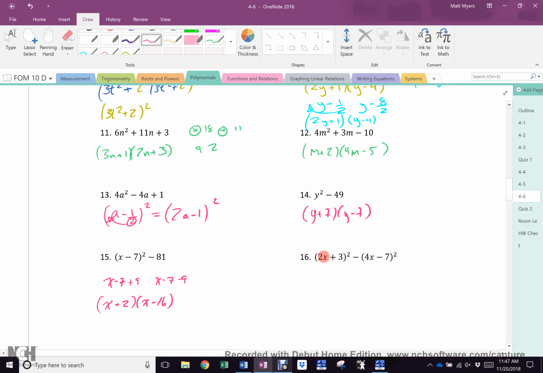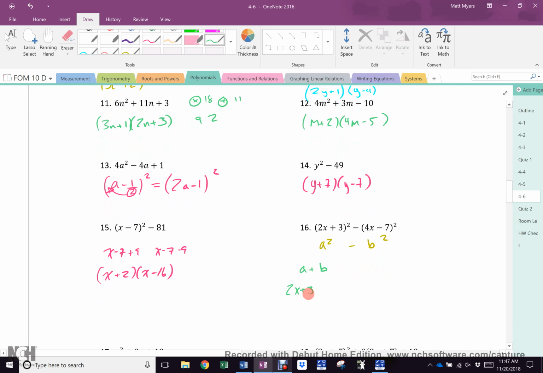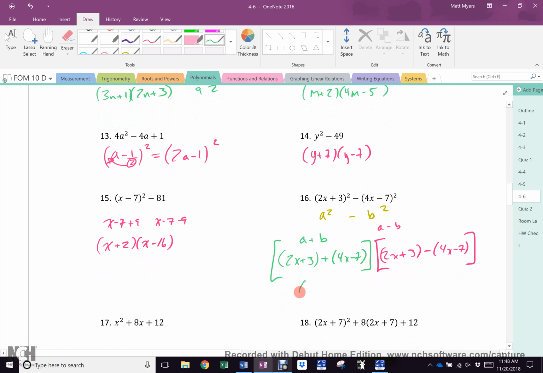Now this one, again, it looks ugly, but if you do yourself this favor, a squared minus b squared, then it's really, really easy because a plus b, which is 2x plus 3 plus 4x minus 7, and then 2x plus 3, because this side is going to be a minus b, minus 4x minus 7, and then you just collect all your like terms. 2x plus 4x is 6x, 3 plus negative 7 is negative 4, 2 minus 4 is negative 2x, and 3 minus minus 7 is positive 10.